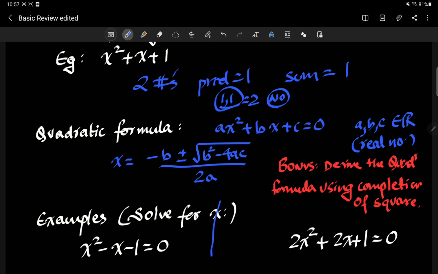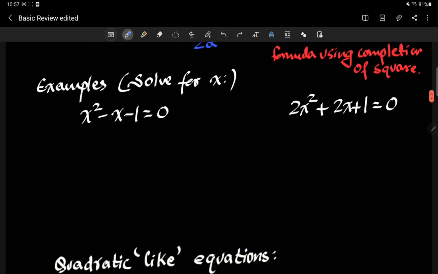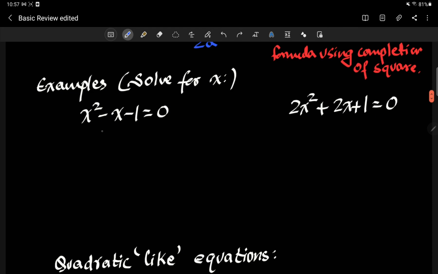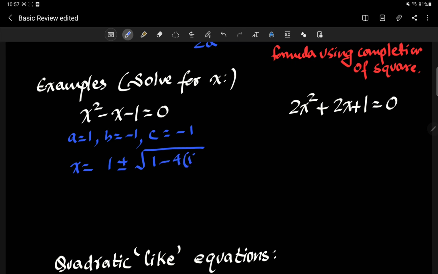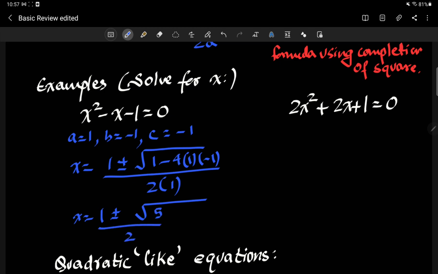Okay, let's look at the example here. Solve for x. So here, if you notice, a is 1, b is -1, c is -1, right? So our equation is going to be -b plus minus the square root of 1 squared is 1 minus 4 times 1 times -1 over 2 times 1. So it's 1 plus minus the square root of 1 plus 4, which is 5, over 2. Okay, I'm going to leave this one for you to do.